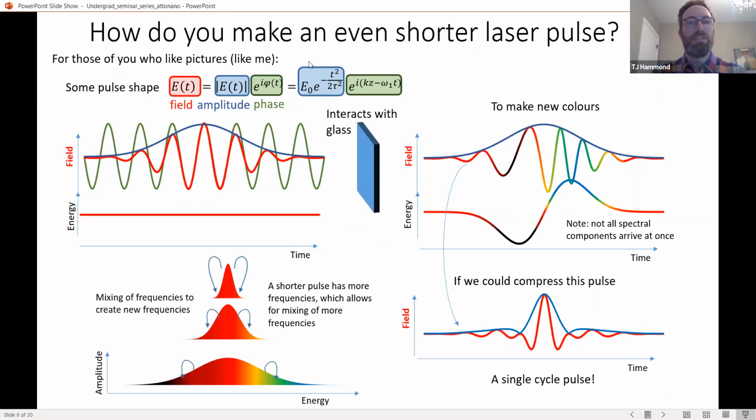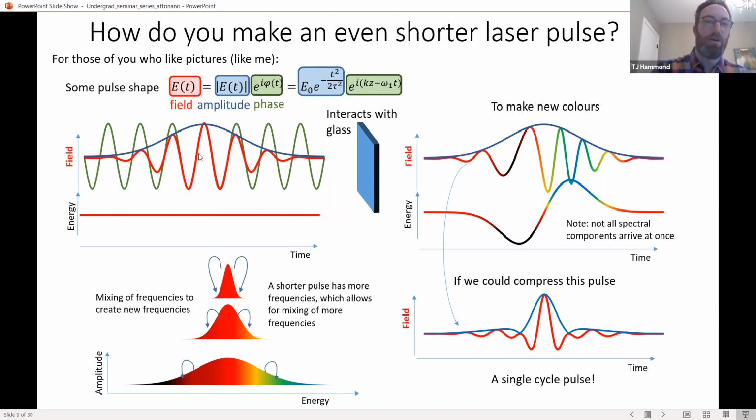So what you have is this envelope given in blue. Just for this diagram, it's a Gaussian envelope, and then we have an oscillating phase. The energy for this is going to be constant in time. But what we do is we focus this beam.